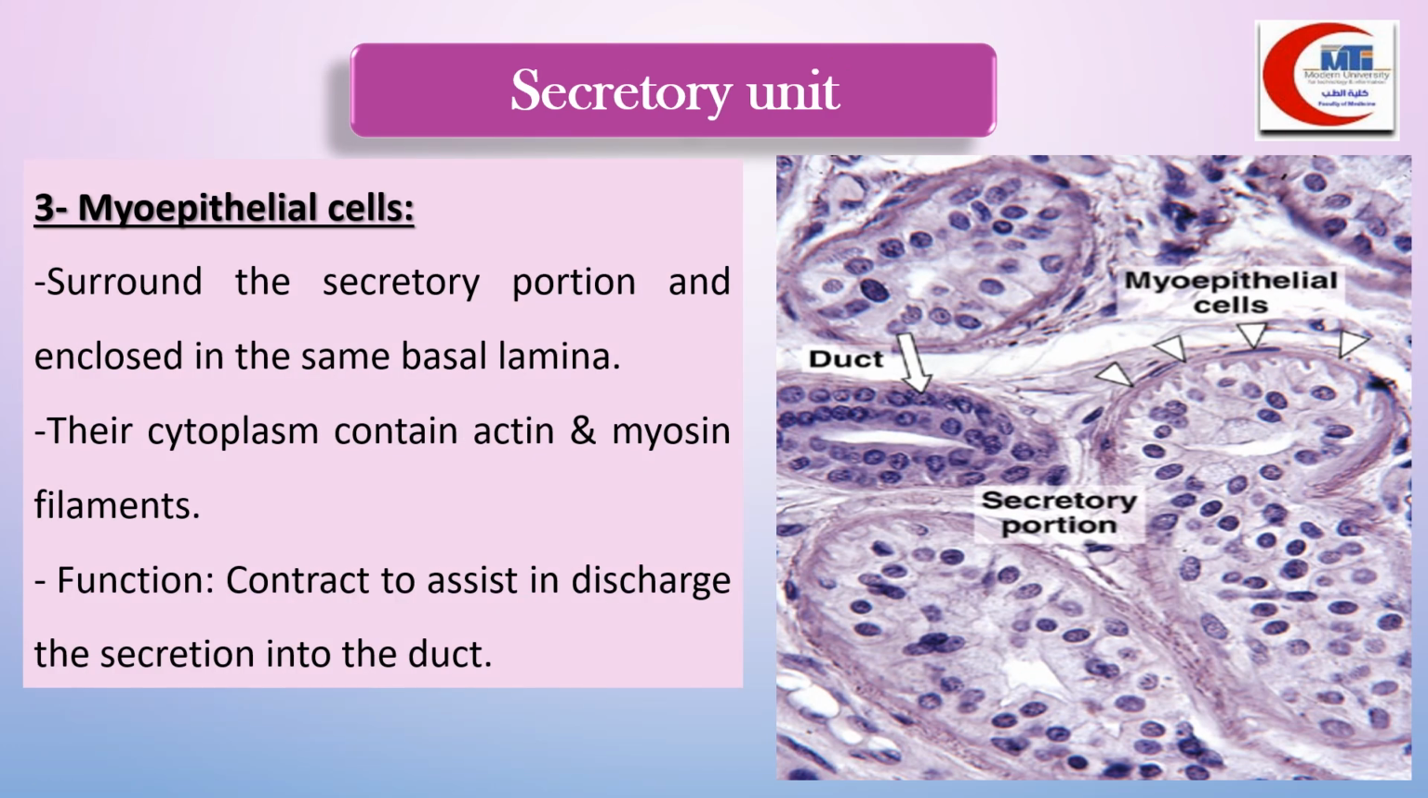The acinar cells of the secretory units are separated from the basement membrane by the myoepithelial cells, which are rich in actin filaments, and their contraction assists in expelling the sweat secretion and discharging the secretion into the ducts.